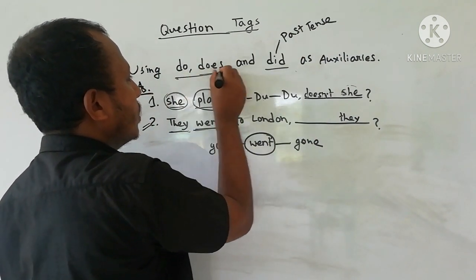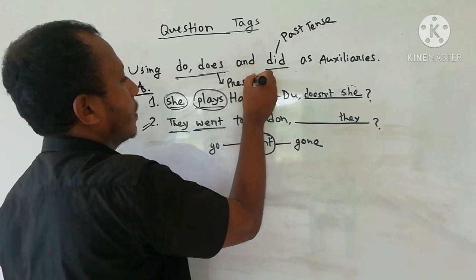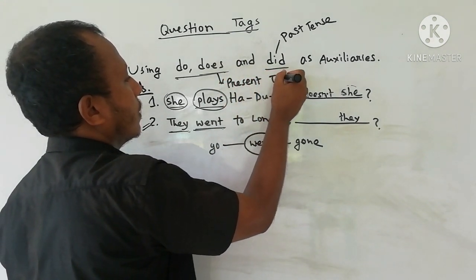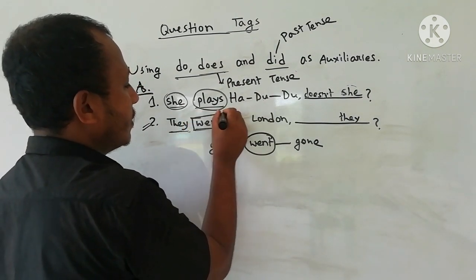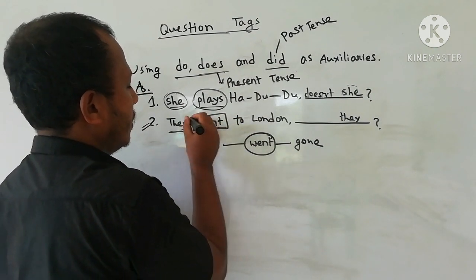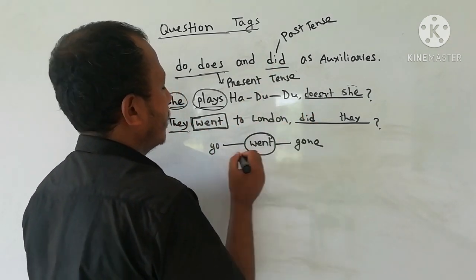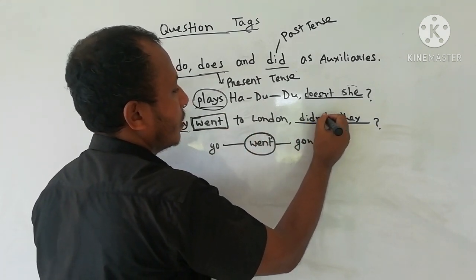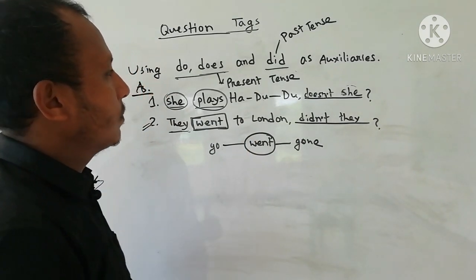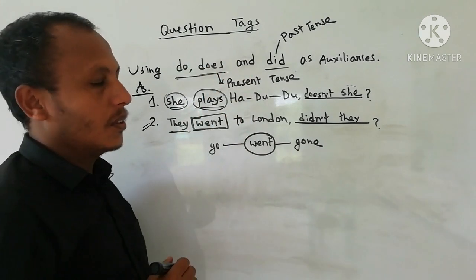Do and does will be used for present tense. As this is past tense, we have to use did here. This sentence is positive, so the question tag will be negative. This is the use of do, does and did.